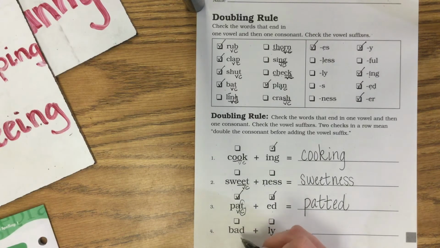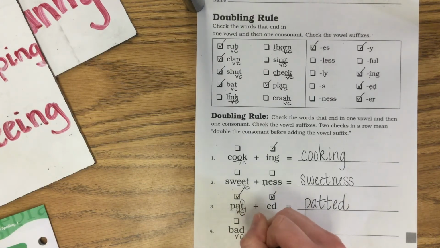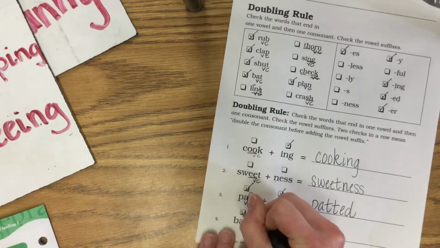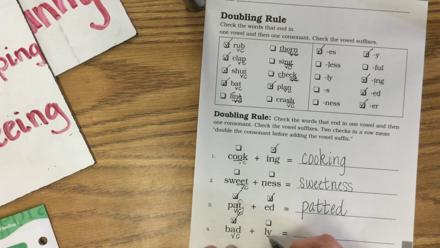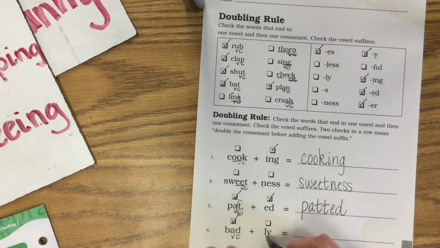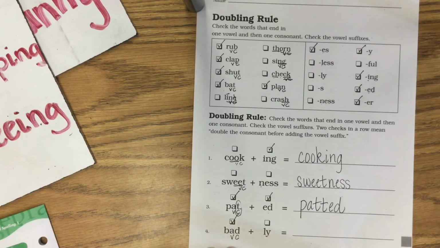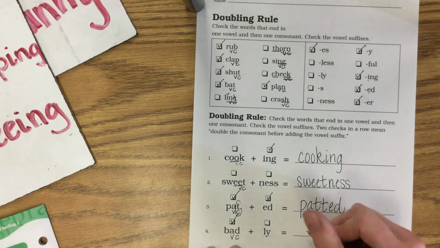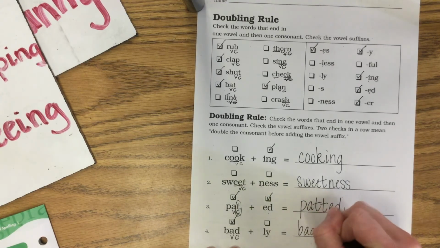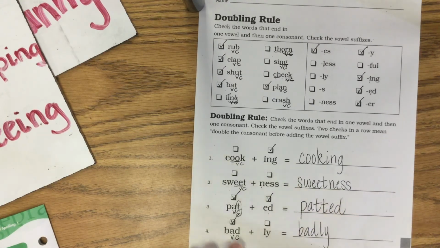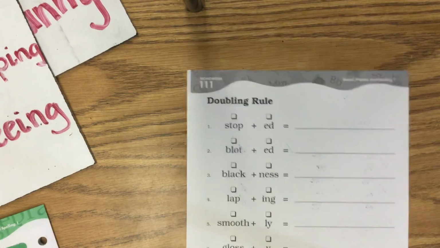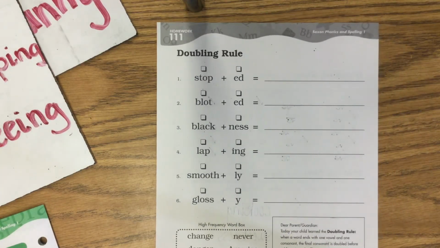And the last one we have, bad plus ly. And we're going to see, is it a vowel followed by a consonant? Yes, it is. Give it a check. We're looking at our suffix. Is it a vowel suffix? No, it starts with an L. It is not a vowel suffix. So just one check. We're going to just slap it together. So we have bad and then ly, badly. Now on the back, I want you to try those on your own for the doubling rule.